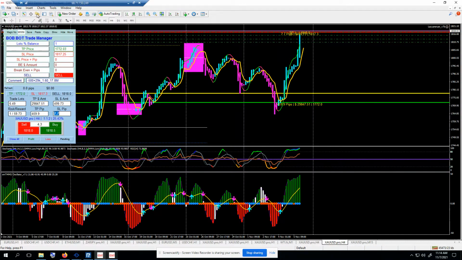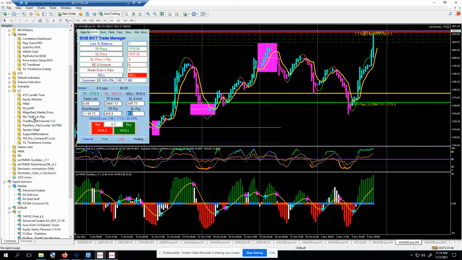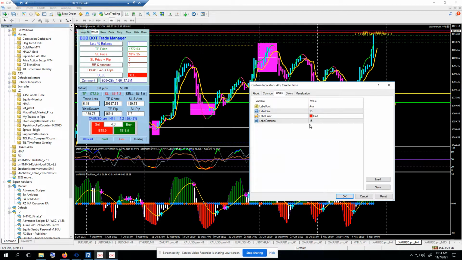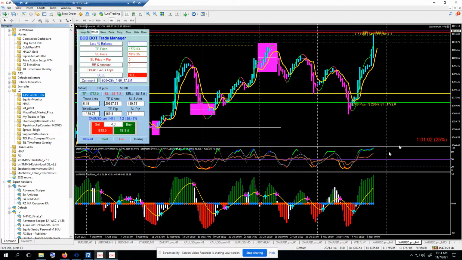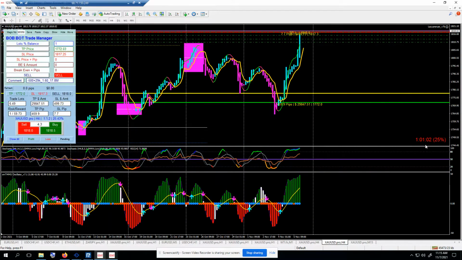Let me show you. I have one called candle time. Yeah, there it goes. Okay, so I think it's 1 hour, 1 minute, and 2 seconds, 25%. Okay. This tells me how many pips is active and how much profit I'm in on the actual trade.